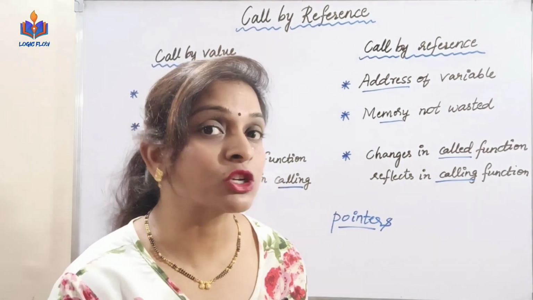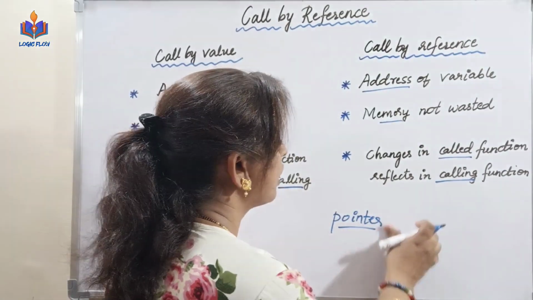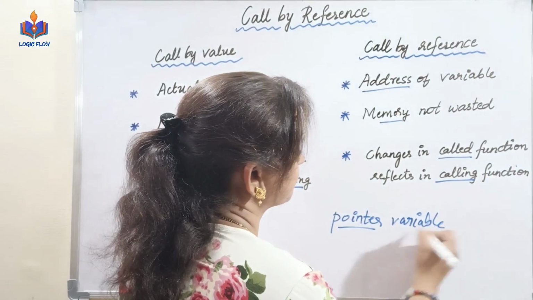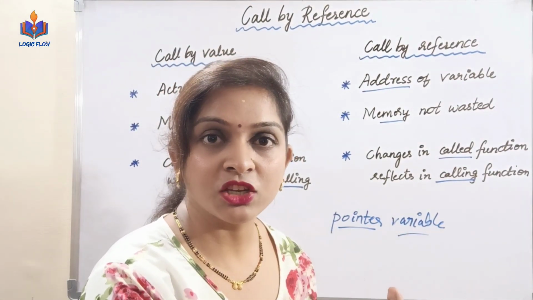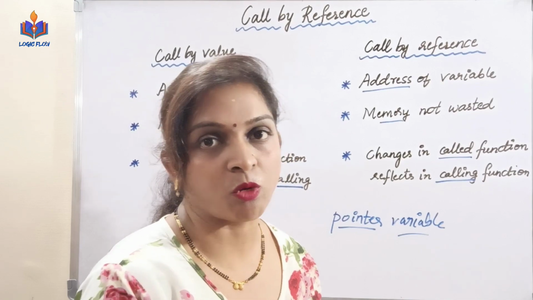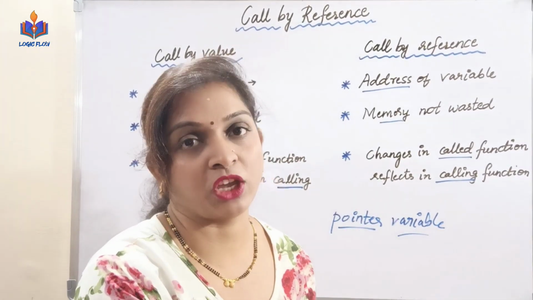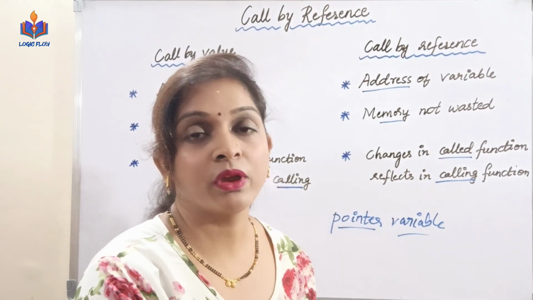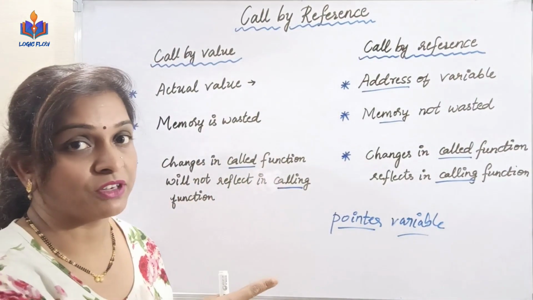We have a special variable, that is the pointer variable. So we will have a pointer variable to receive the address, so that we can point to the same location. When I am pointing to the same location, whatever changes I do, I am doing in the same location itself. So how can we do that? We'll see that. That is the difference between call by value and call by reference.